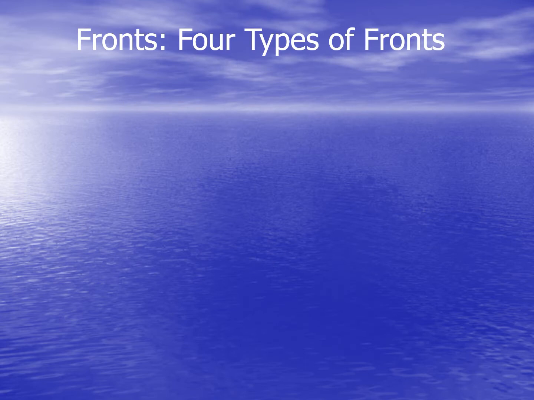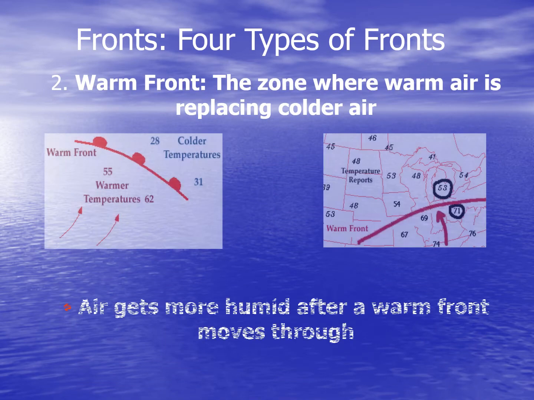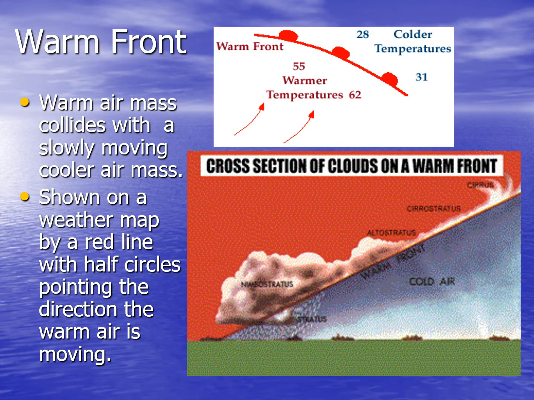A warm front is the zone where warm air is replacing colder air. Air gets more humid after a warm front moves through. Warm air masses collide with moving cooler air. As you can see, the half circle points in the direction of movement. Also notice the warm air moving over the colder, more dense air.